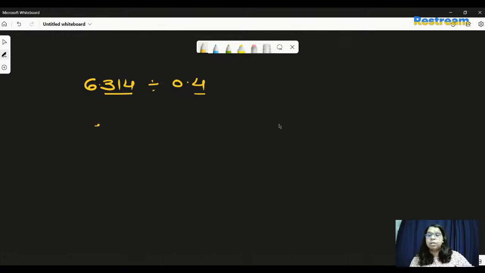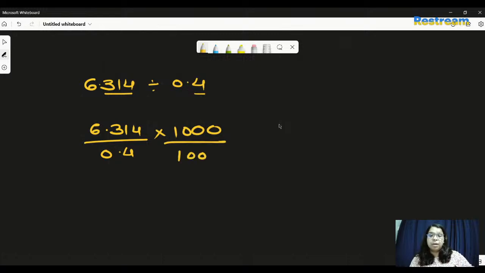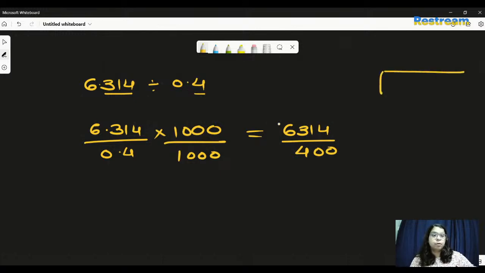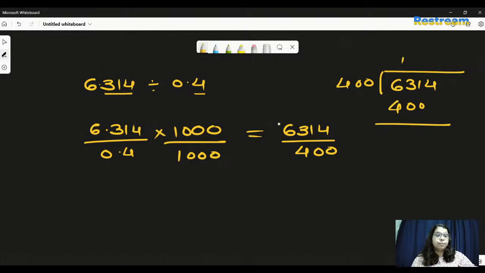So what we are going to do is 6.314 over 0.4, multiplied by 1000 and multiplied by 1000. So we have 6314 divided by 400. Okay, so 6314 divided by 400. 400 times 1 is 400. So I have 1, 3, 2. Okay. Then the 4 will come down.